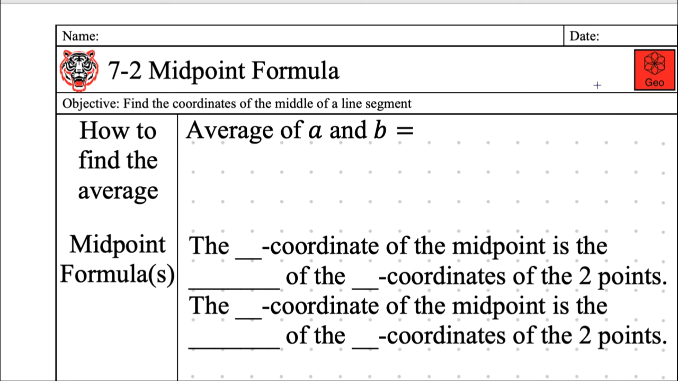All right, this is Geometry, Lesson 7-2, Midpoint Formula. Today's date is Monday, March 30th, 2020. Our objective today is to find the coordinates of the middle of a line segment.